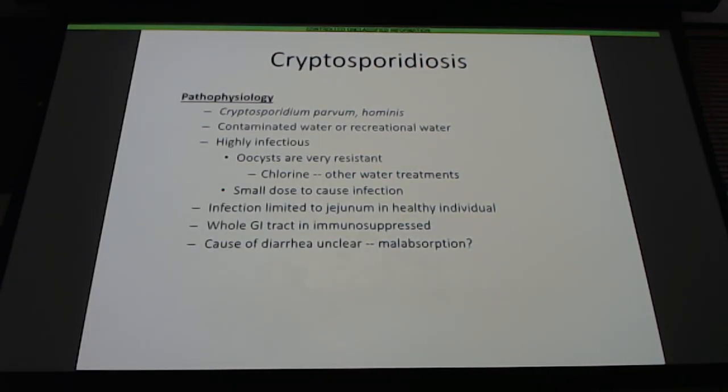Okay, Cryptosporidium parvum, hominis. Contaminated water or recreational water, pools. Okay. This is a fecal-oral thing as well. You just need 30 oocysts, just 30 of them, and you can actually get infected.